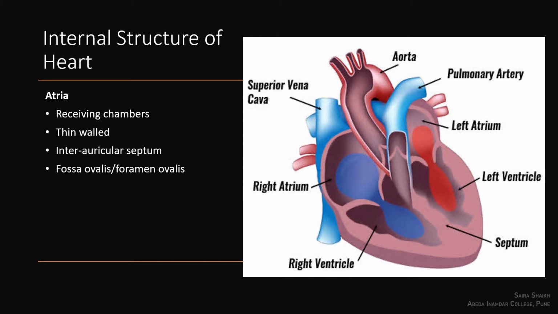The atrial chamber is divided into two halves, right and left, because of the presence of the interauricular septum. On the interauricular septum we can find one more structure, which is a remnant, the fossa ovalis.